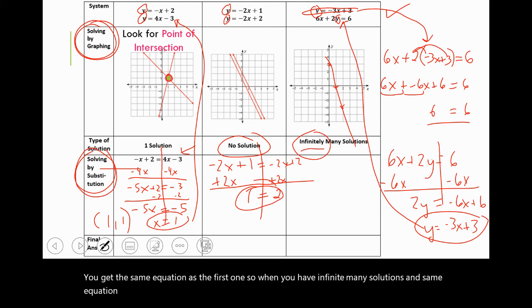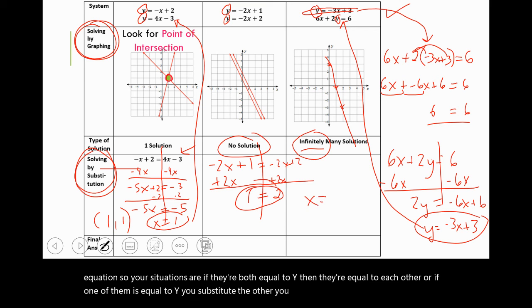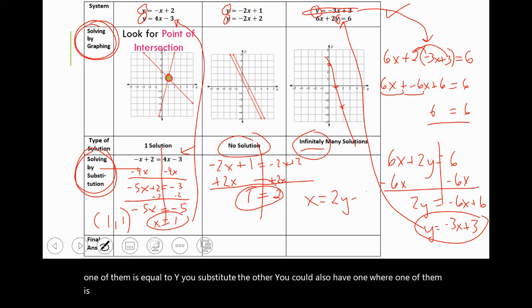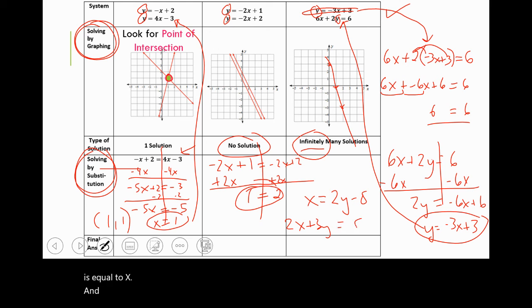So your situations are, if they're both equal to y, then they're equal to each other. Or if one of them is equal to y, you substitute in the other. You could also have one where one of them is equal to x, and then you're going to substitute into x. But again, you follow your rule, you circle there, and that goes in here.